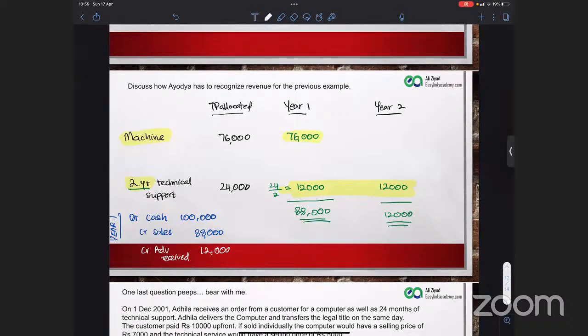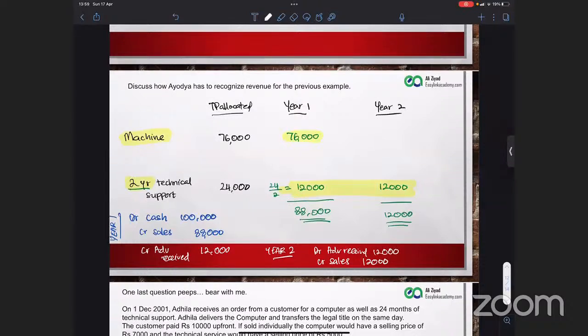Then year two, what will be the double entry? Year two. Are you receiving money again? No. So you have to credit sales 12,000. From where are you going to debit? The corresponding double entry comes from? Advance received account. Exactly, guys. Awesome. Now you all have got the hang of it.